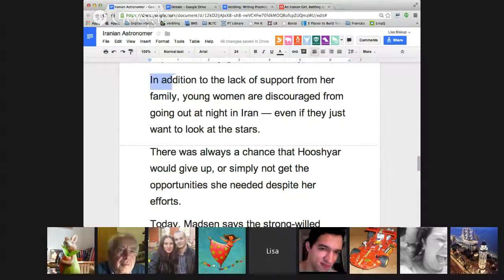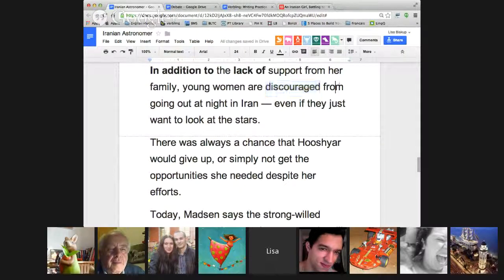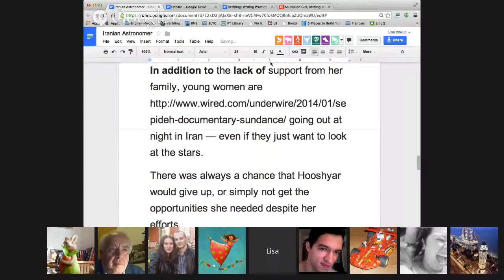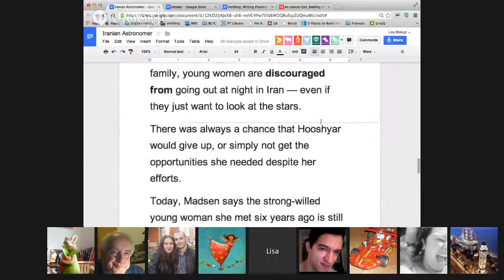So in addition to, that's how you can start sentences like that a lot. You just want to give more information, like not only do they have this lack of support. A lack of something means you don't have it. So not only do the girls lack support from their families, they also are discouraged from doing something. The phrase is to be discouraged from something, and that is they can't even really go out at nighttime, even if they just want to go look at the stars, which is what an astronomer does. They look at the stars.